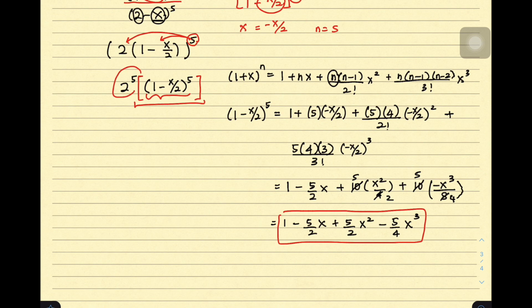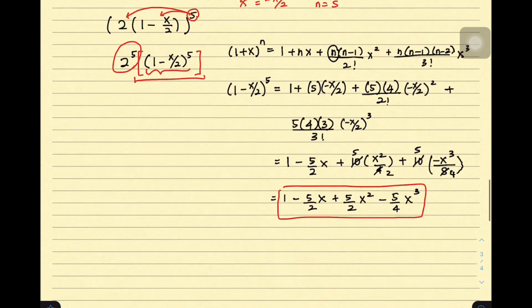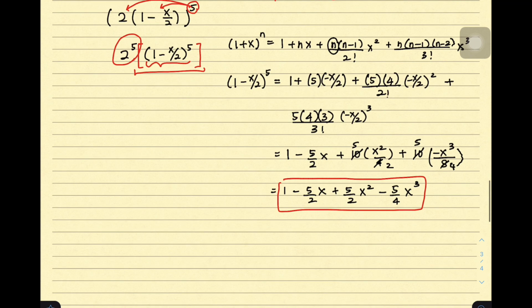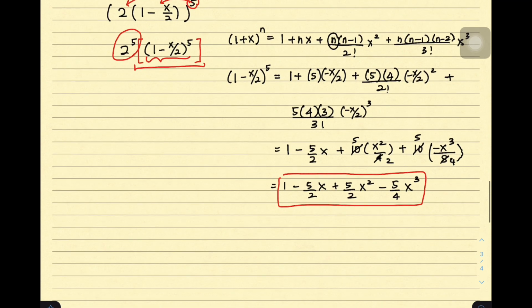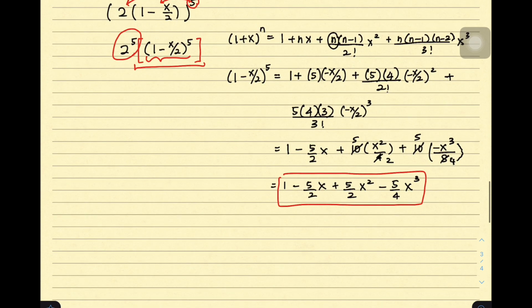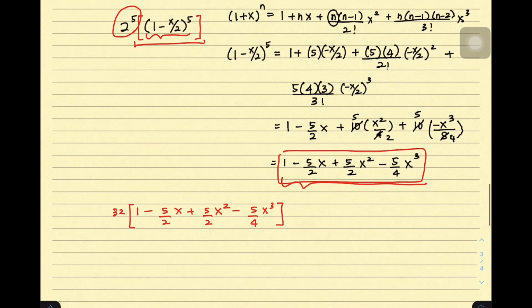Dekat luar kita ada 2 kuasa 5, di mana 2 kuasa 5 adalah bersamaan dengan 32. Okay, 16, 32. Alright, so kita tulis 32 darab dengan semua expansion ni yang kita dah cari tadi: 1 minus 5 over 2x plus 5 over 2x square minus 5 over 4x cube. So kita cuma perlu darabkan satu-satu.